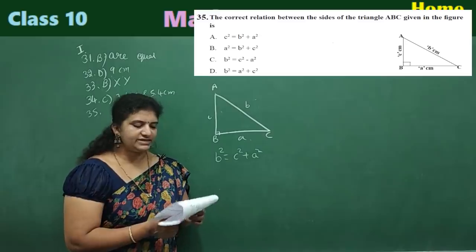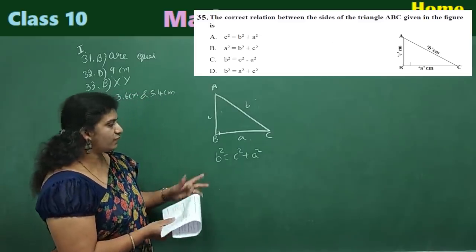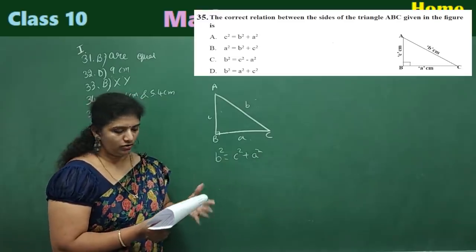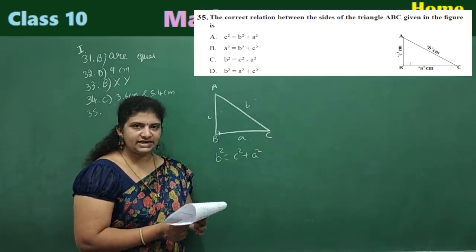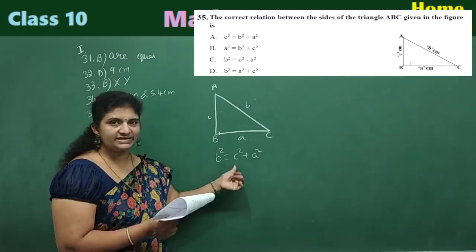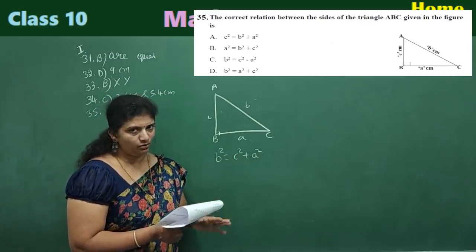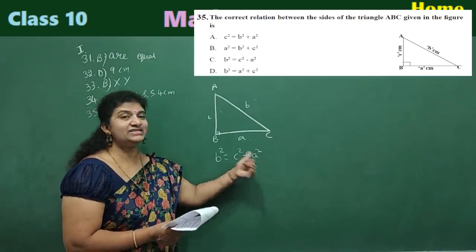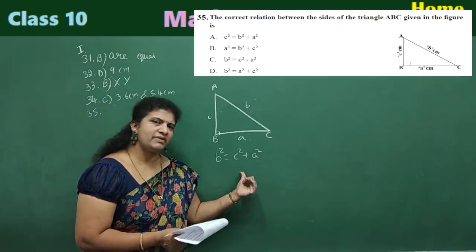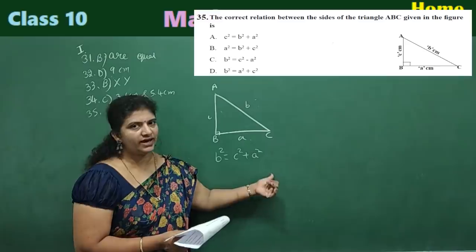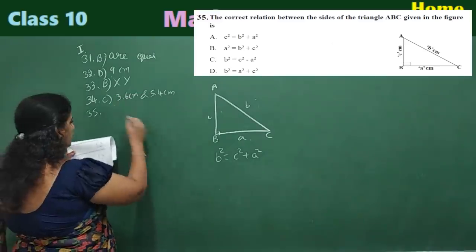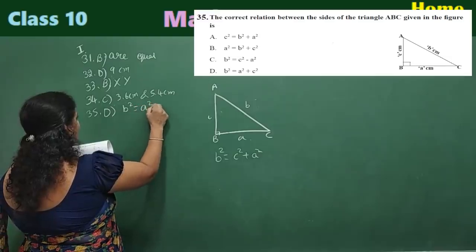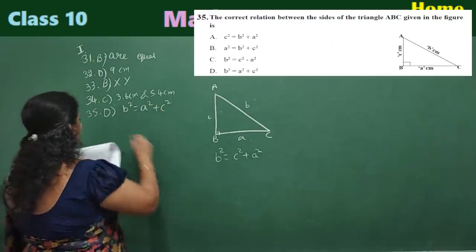Option A, C square is equal to B square plus A square? No. Option B, A square is equal to? No. Option C, B square is equal to C square minus A square? No. Option D, B square is equal to A square plus C square. C square plus A square or A square plus C square, both are same. Therefore, your option is option D, B square is equal to A square plus C square.